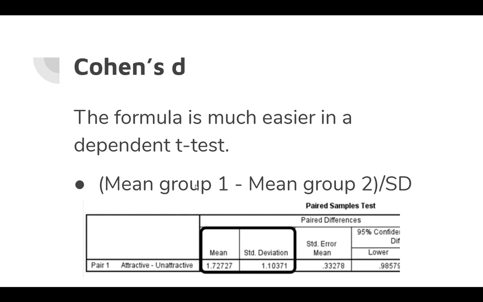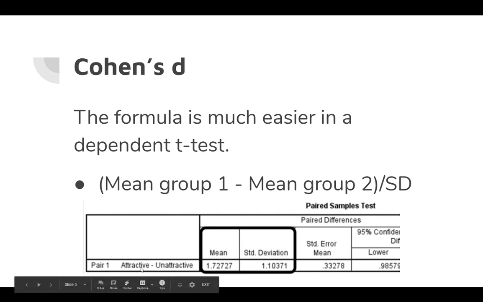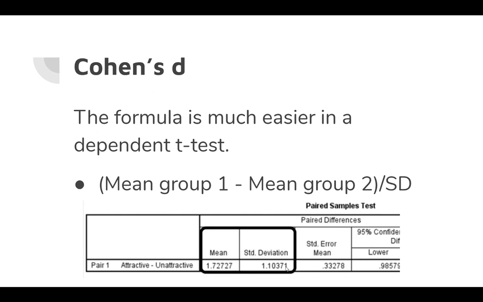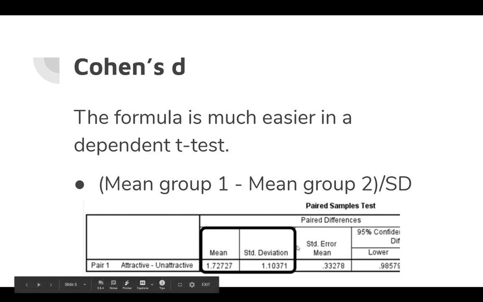We're dealing with a t-test. We have to use Cohen's d. And this formula is much easier in a dependent t-test than it was in an independent t-test. All you do is subtract the means from your two groups and divide it by your standard deviation. It's really, really easy. You can use your output to calculate Cohen's d. All you have to do is use this table here that already has subtracted the means between your two groups and gives you that, and then divide it by the standard deviation. You can also use the calculator I already gave you and it should do this for you.